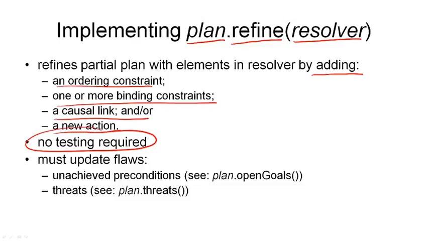But when we resolve a flaw and when we introduce new causal links or new actions, what we can do is we can introduce new flaws into the plan by doing so. And that means we simply have to update the flaws that we know about in our plan. And these are unachieved preconditions. And we've seen that earlier, how this can be done with open goal computation. Or the threats. And again, we had a function earlier that does that incrementally.